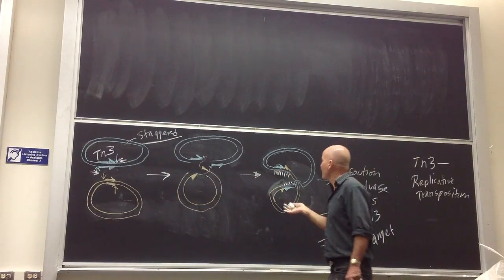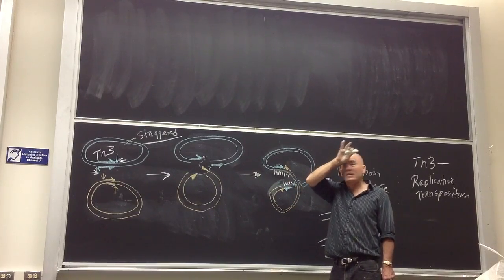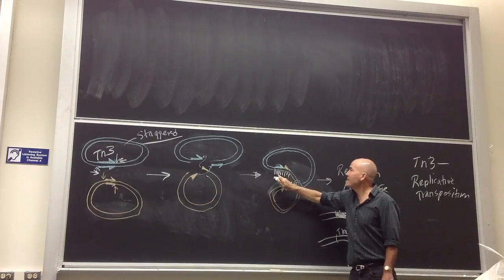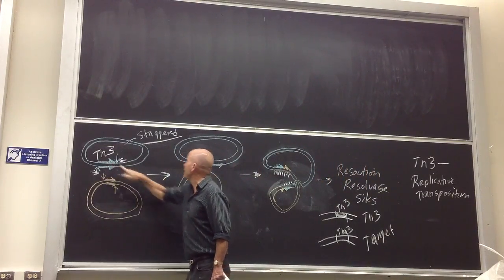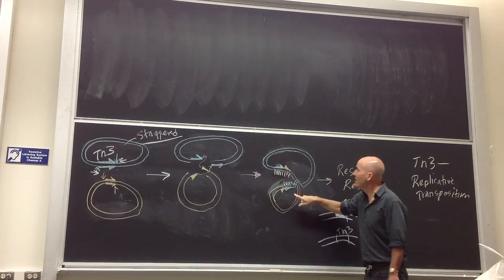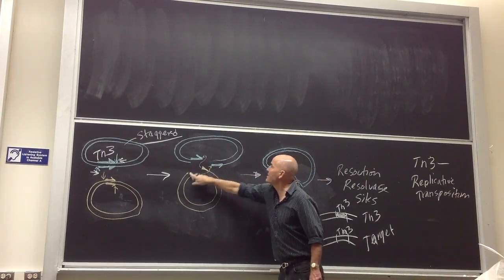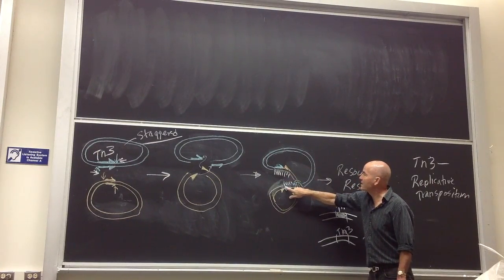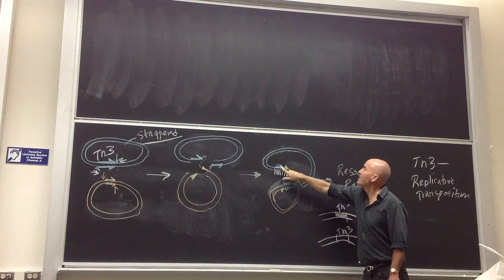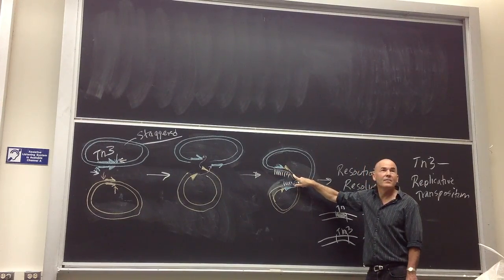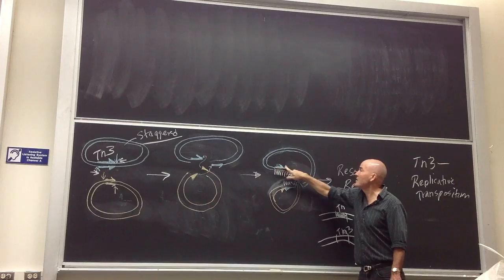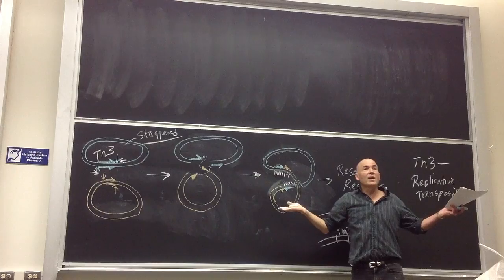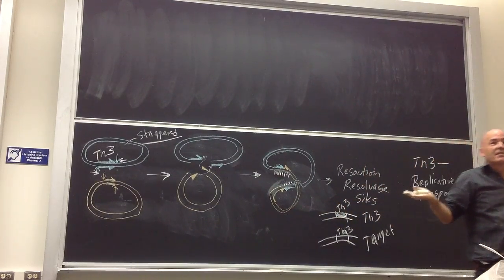If I fill them in, what did I just do? Duplicated this whole region, did I not? How did I duplicate it? What I did is I just staggered cut this thing, and I only hooked up this to this and this to this. And so essentially I'm using one strand as a template to make the top strand, and another strand to make the bottom. I'm using the top here to make a complementary, and the bottom here to make a complementary. Voila, I have two copies.